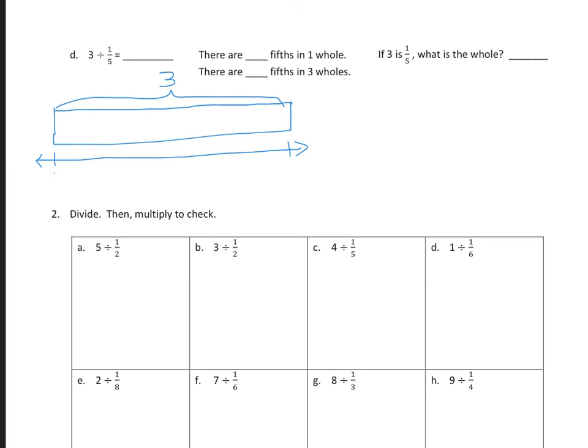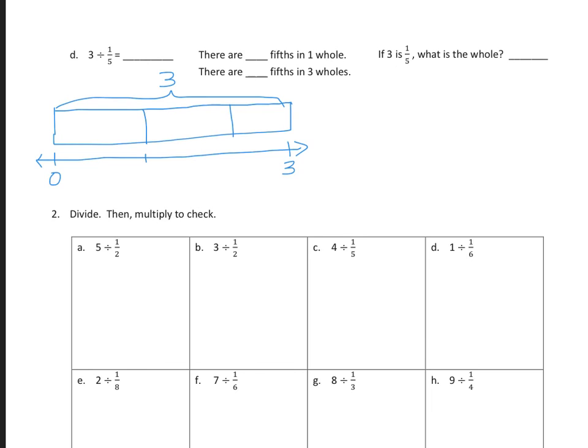So we're starting at 0 and we're ending at 3. Now let's put some benchmark numbers. Those are the whole numbers, like 1 whole and 2 wholes. So that means we have to take this 3 whole tape diagram right here and break it up into 3 wholes. So we're going to put a line right here and a line right there.